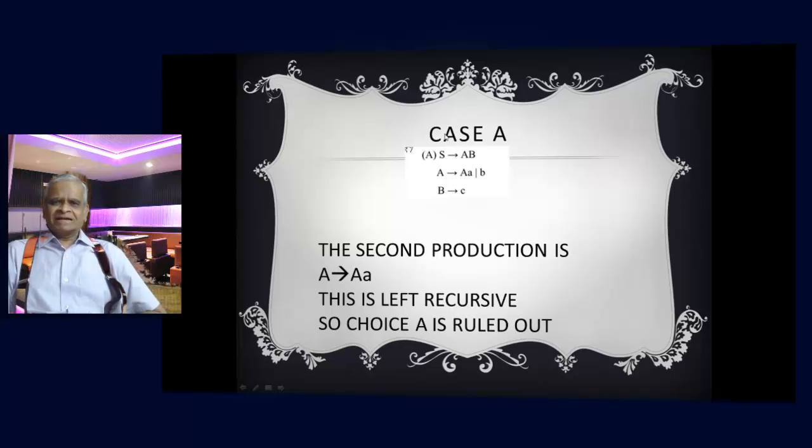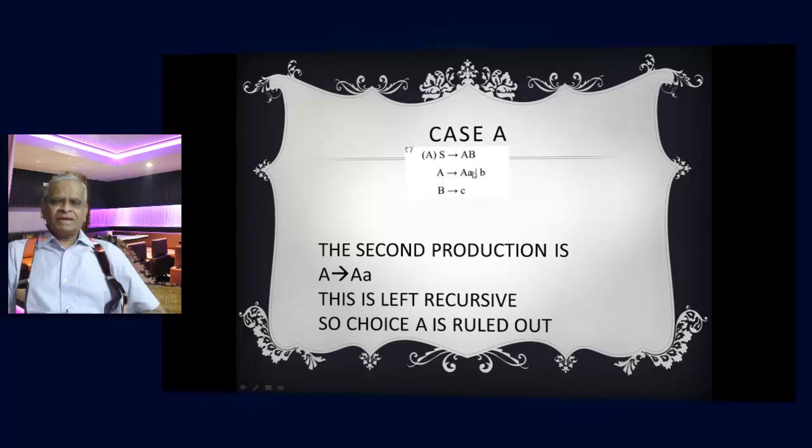Let us arbitrarily consider case A. Here is the context-free grammar containing 4 rules. This vertical bar means the right-hand side has 2 alternatives. Left-hand side is the same. Now, if I consider rule number 2, I find A is going to A. The second production is A goes to A, which means A is on the left-hand side and A is the first symbol on the right-hand side. So A is a left recursive non-terminal. So choice A cannot be the answer.